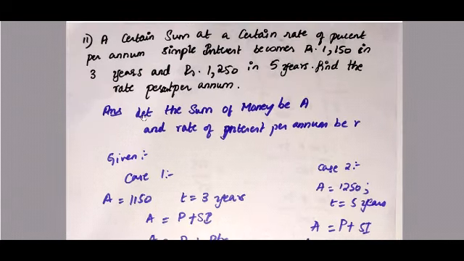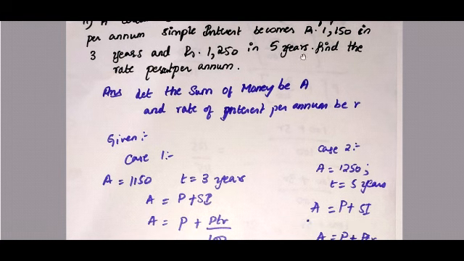So our next question is, a certain sum at a certain rate of percent per annum simple interest becomes rupees 1,150 in 3 years and 1,250 in 5 years. Find the rate of percent per annum. So for example, the principal amount in 3 years becomes 1,150. So that is the amount, and in 5 years it becomes 1,250. So case 1. Amount is 1,150 in 3 years. So time is 3 years.